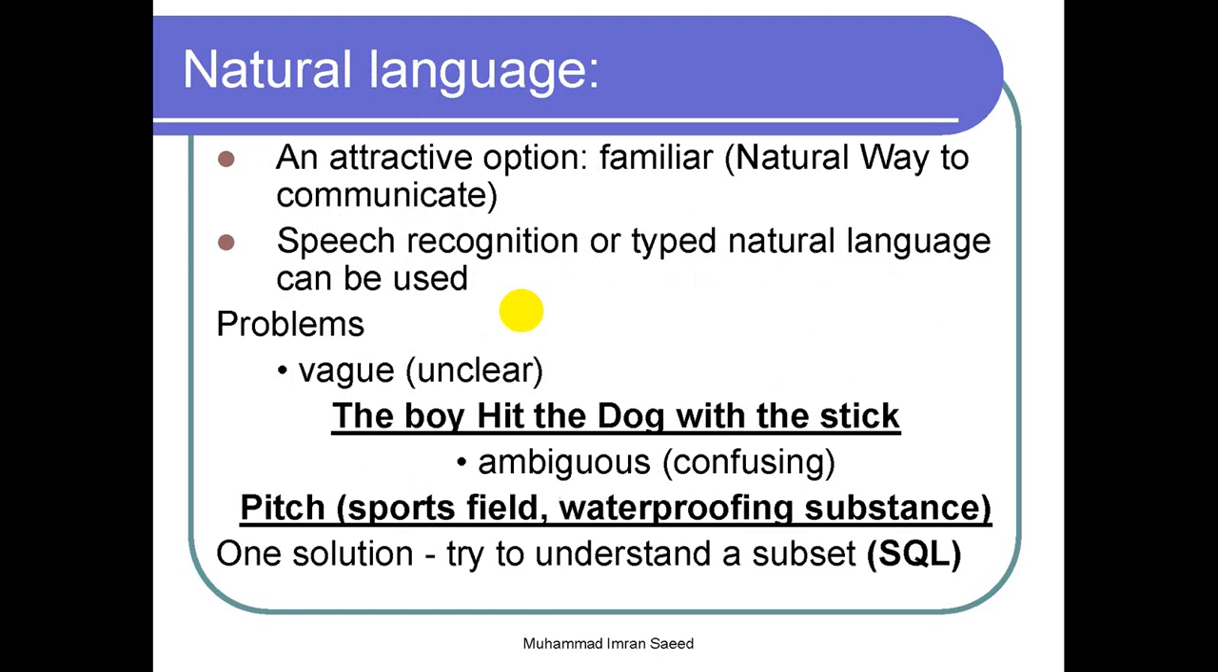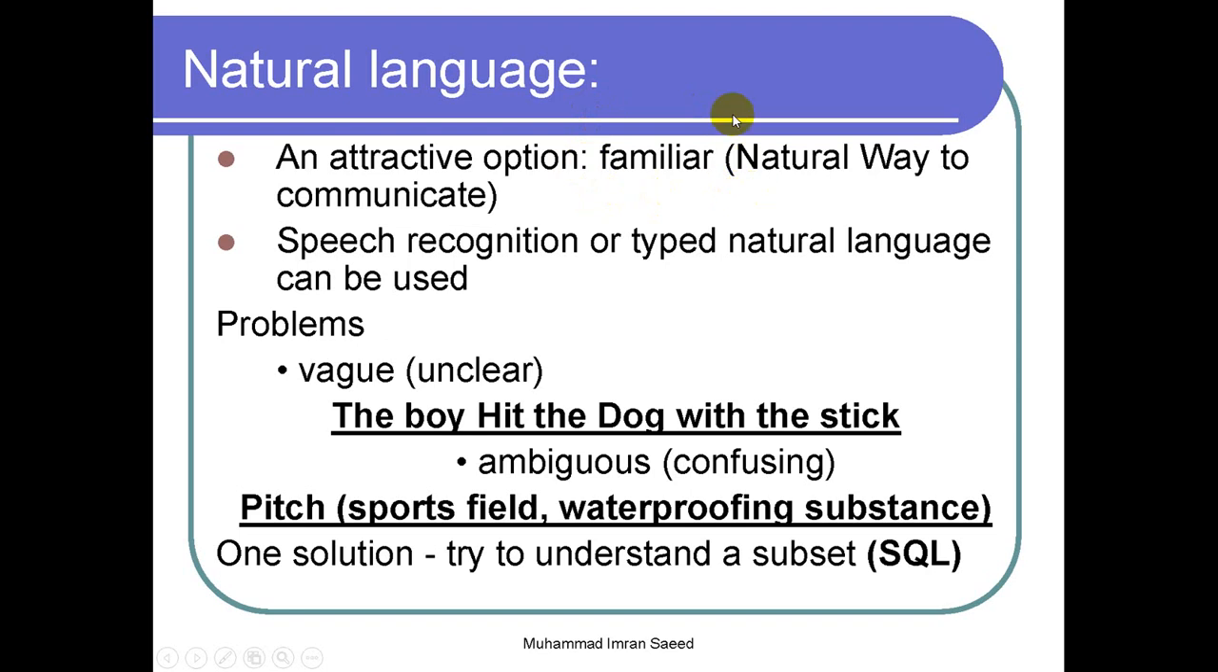Then there is another interaction style, that is natural language. That means we can interact with the system through some language that is close to English, because English is the international language and it is widely used. So natural language is an attractive option. Why attractive? Because we are familiar with it, it is our natural way to communicate. If I get easier options, not complex words or terminologies, it will be better for me because I am familiar with that language.